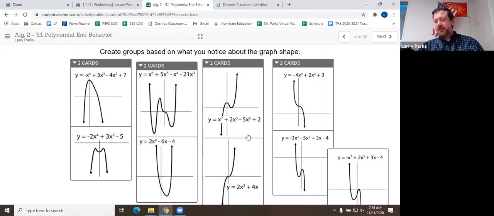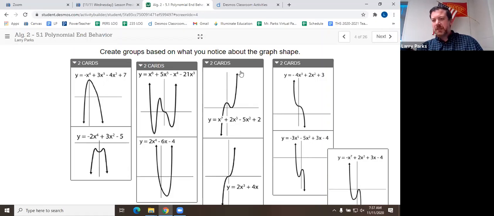Odds are always the opposite. And then the leading coefficient tells you what it does on the right side. So negative 4 means it opens down on the right. Negative 3 means it opens down on the right. 2, if it's positive, it opens up on the right. Notice 1x to the 7 is positive, opens up on the right.